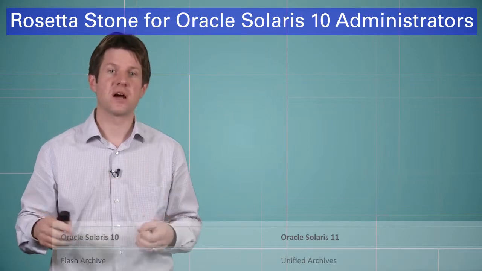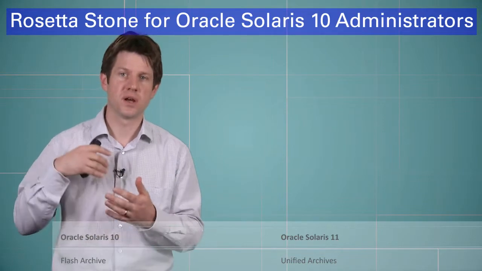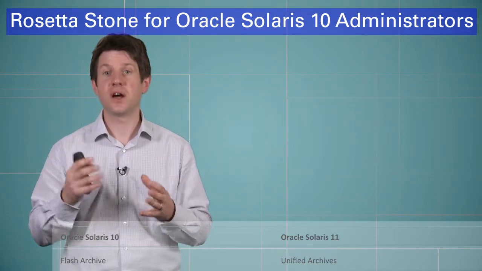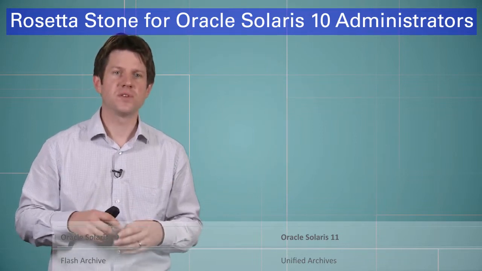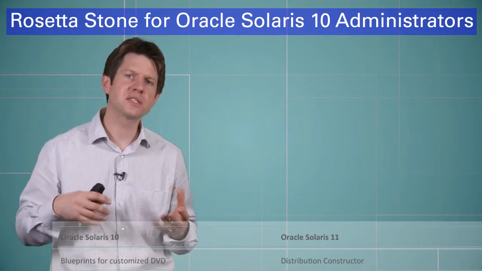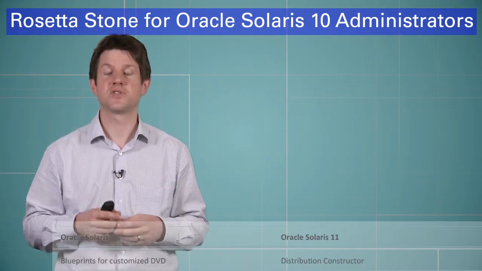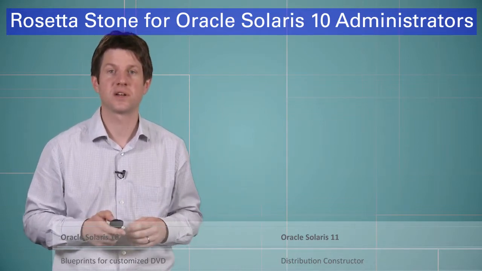Also, flash archives, where you can capture a system image for cloning or disaster recovery. We've introduced unified archives in Oracle Solaris 11. We'll cover those. And also being able to create your own customized installation media, we've introduced the distribution constructor, something that we really didn't provide any functionality for before in Oracle Solaris 11.